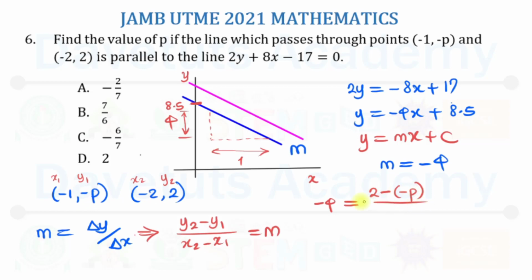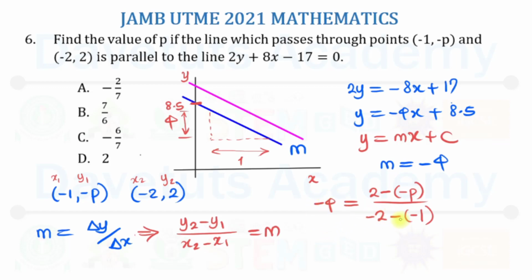Please don't forget your negative sign. Then x2 we are taking as minus 2, and x1 we are taking as minus 1, again minus 1. All right, so having this, we can just say good and wonderful. We want to cross multiply, and if you are to cross multiply, this is minus 4.